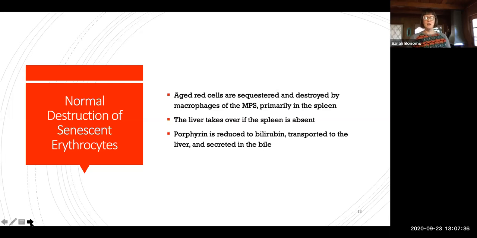And then porphyrin, don't worry about memorizing this section, but essentially this component of the red blood cell, porphyrin, gets turned into bilirubin, which then gets transported to the liver and gets secreted in something called the bile. And the bile is what gives our stool the brown color. So the byproduct of red cell breakdown is bilirubin, that then gets transported to the liver and secreted in the bile, giving our poop that brown color.